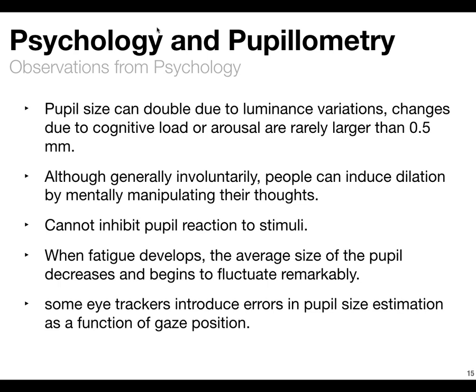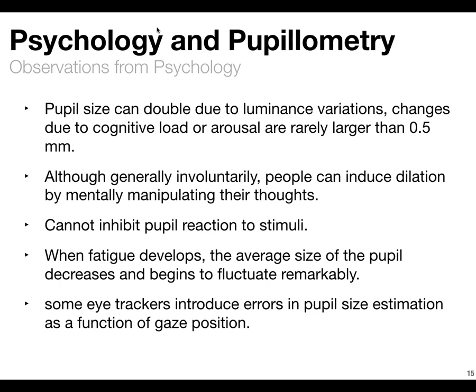Secondly, although generally involuntary, people can induce dilation by mentally manipulating their thoughts. If you want to lie or cheat one of these tests, either do mental arithmetic or think very sexy thoughts. These tend to be the easiest way to cause a rapid and sustained dilation. However, the initial response to a stimulus is very hard to inhibit. This way of dilating works well over a long duration, but in terms of the initial onset of the stimulus, we have no control over that. It really is an automatic response to the image.